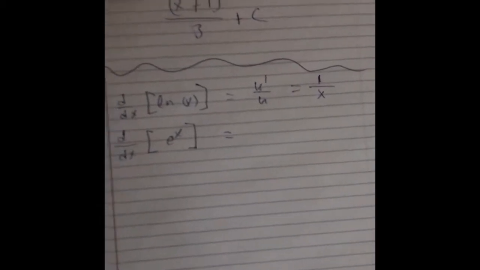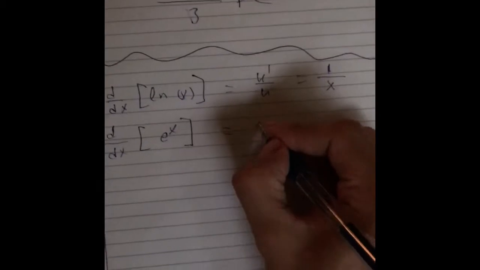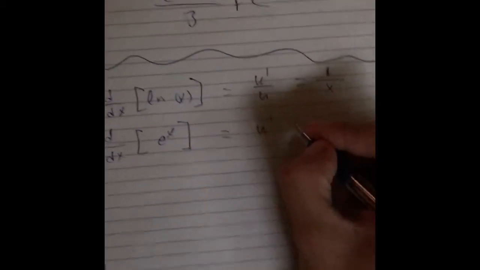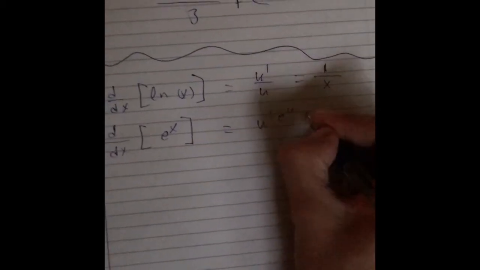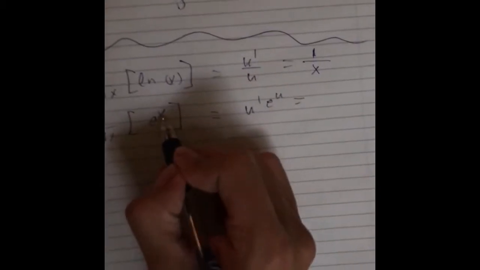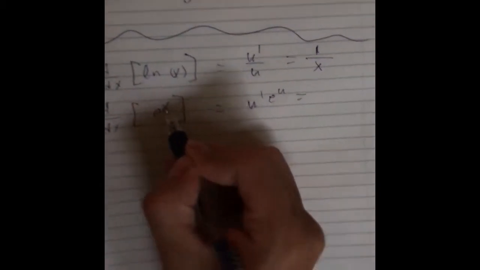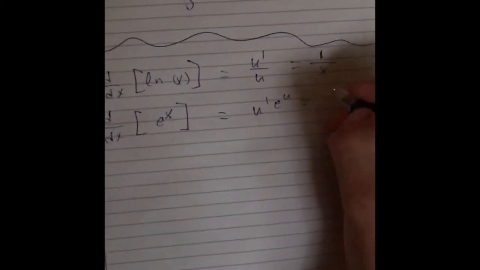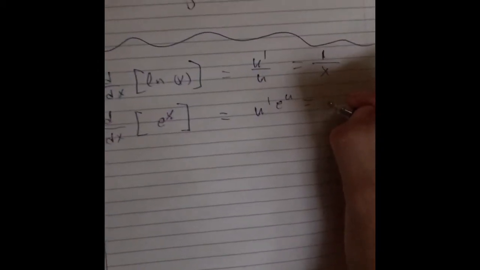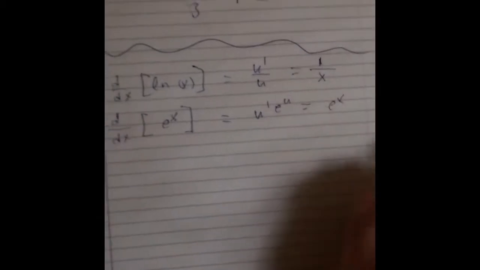Now, if we find the derivative of the exponential, we get u prime times e to the u. So, u prime, with u being x again, the derivative of x is 1. So we just leave 1 and then e to the x. So we're just left with e to the x.